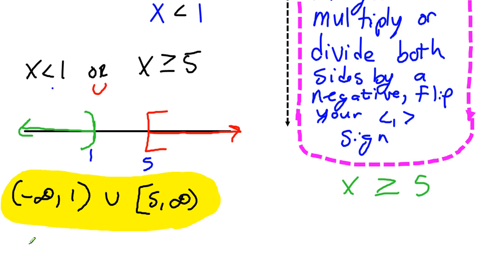Okay, so when you're doing these, the OR statement, that's going to be your union. When we do the AND statement, that's going to be your overlap when you go through the different parts of it. Okay, so there's one that's an OR statement. Let's get you an AND statement.